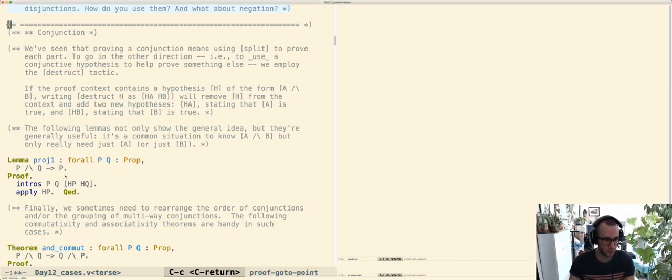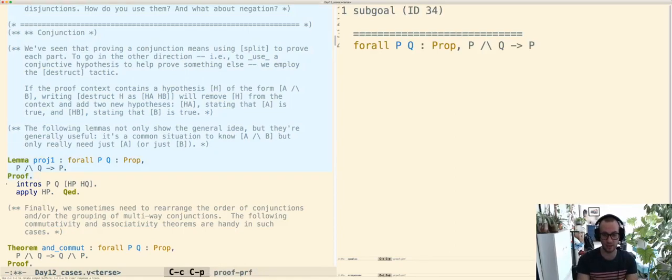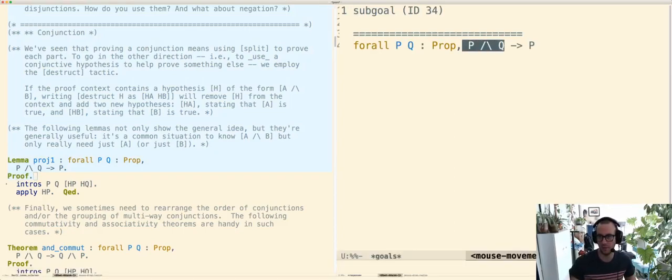So here, let's look at this first lemma, proj 1. Let's take a second to see what it says. Here it's saying for any propositions P and Q, if you know P and Q, then you know P. Seems intuitive to me, right? If you know P and Q, then certainly knowing P is part of it. What would a proof of P and Q have looked like? Well, you would have said split and then proved P. Okay, so that proof is in there somewhere, right? Someone at some point knew how to show P.